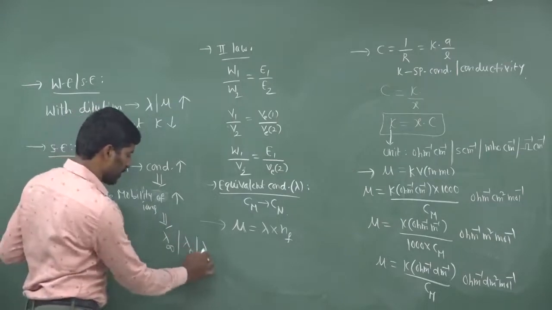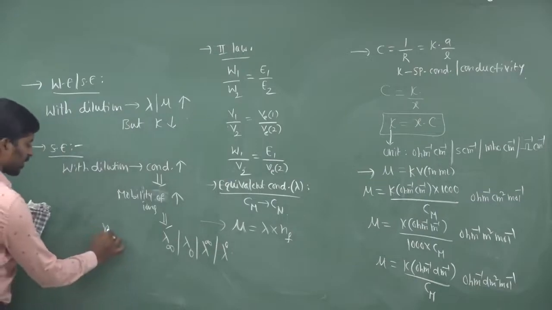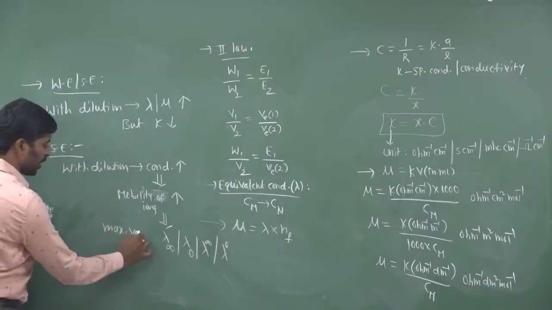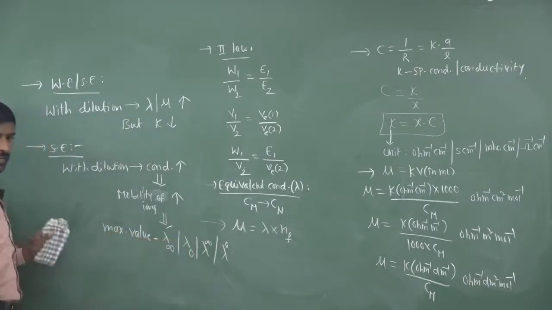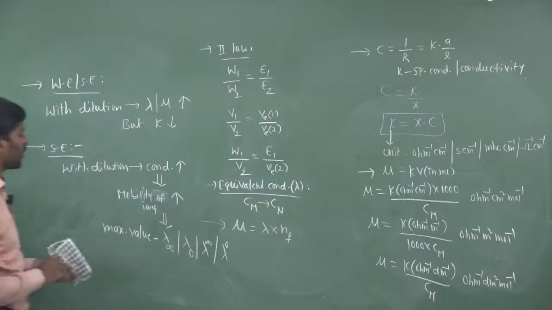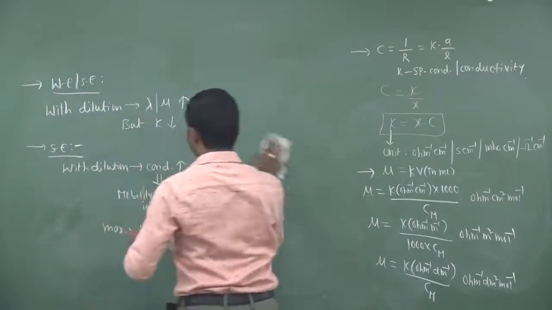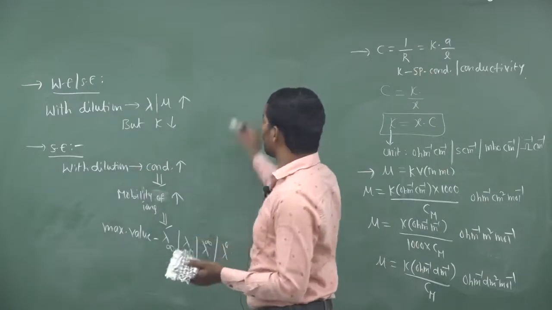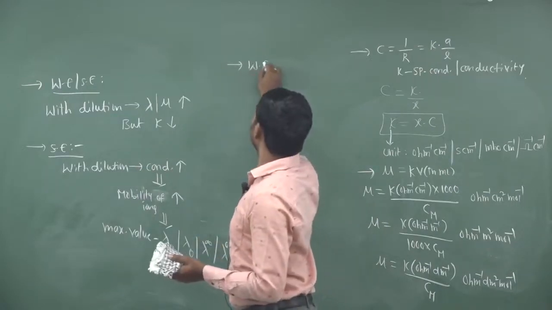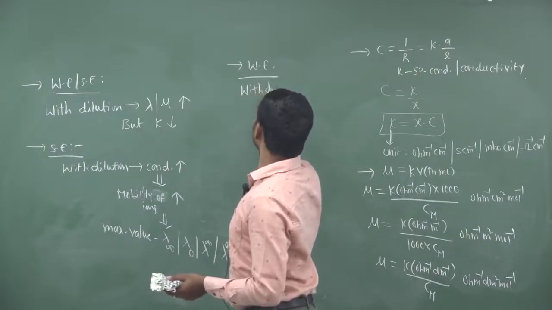So it may be represented like this only. Finally it reaches a maximum or constant value. That maximum or constant value is indicated with lambda naught or lambda infinity. This is in the case of strong electrolytes. What about weak electrolytes? In the case of weak electrolytes also, with the dilution, what happens to conductance? Increases.